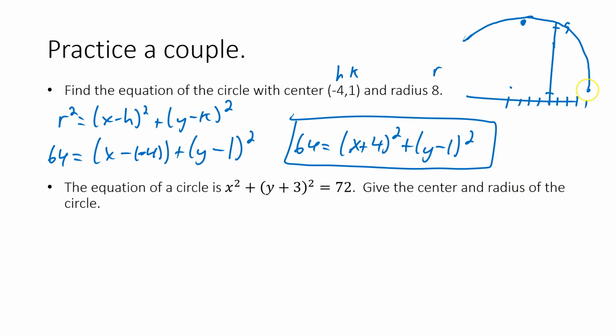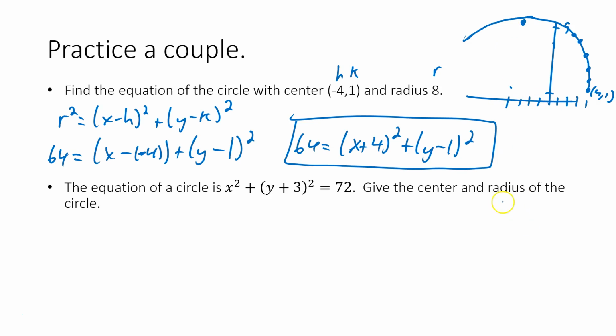But what this is saying is, for any point on the outside of this circle, if you knew the coordinates x and y, and you put them here and here, squared them and added them together, you'd have exactly 64. Let's try it with this point right here. That looks like 4, 1. That point should work. 4 plus 4 is 8. 8 squared is 64. 1 minus 1 is 0, squared is 0. 64 plus 0 is 64. That works out pretty nicely.